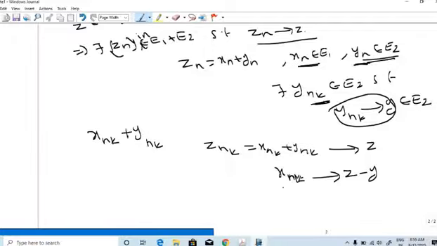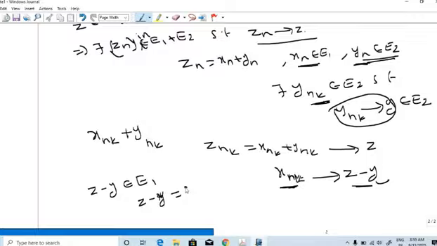Since this is a sequence in E1 and this is a limit, therefore the limit is in the set E1. E1 is a closed set, therefore this is a limit point of E1. Because E1 is a closed set, it contains all its limit points, therefore z minus y should be in the set E1. So we call this element x, z minus y equal to some element of E1.